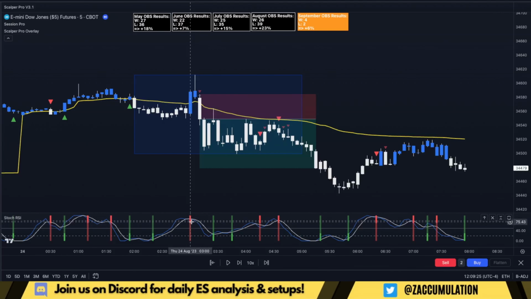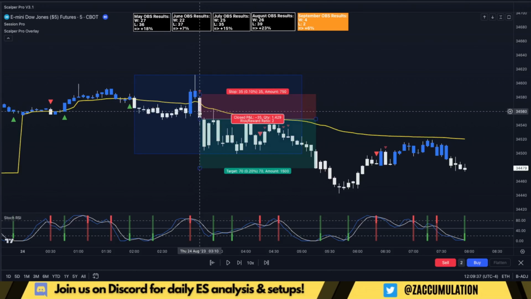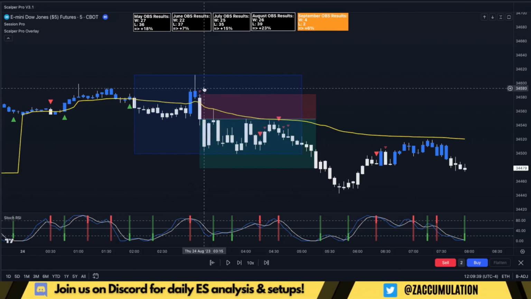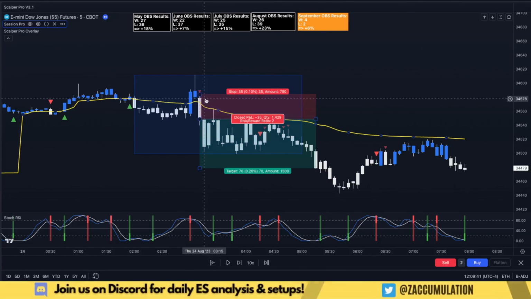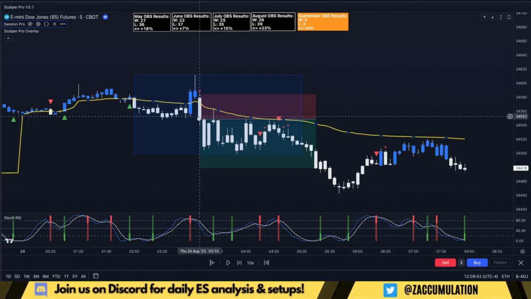But, very important, that's another rule, the stochastic RSI crossover is valid for 3 candles. The 3 AM candle being candle number 1, 3:05 being candle number 2, and at 3:10 AM being candle number 3, we have all the conditions lining up. We have a close below the VWAP, we have a white candle color, and the stochastic RSI crossover happened 3 candles before. That's why we still got the signal of the Scalper Pro overlay.